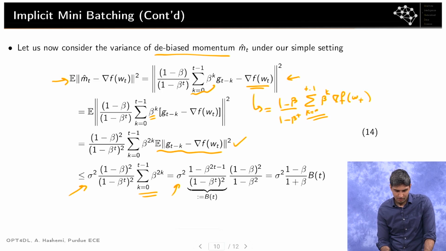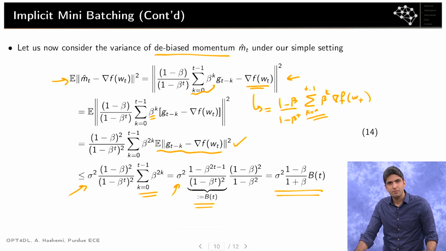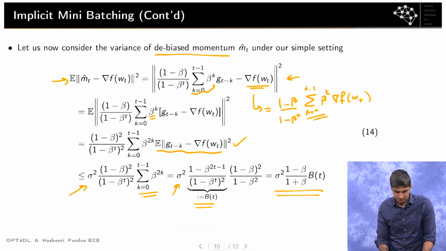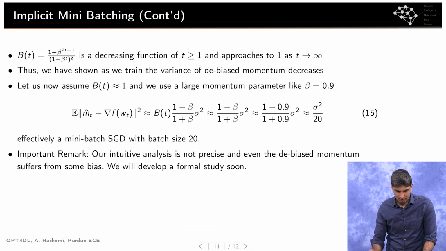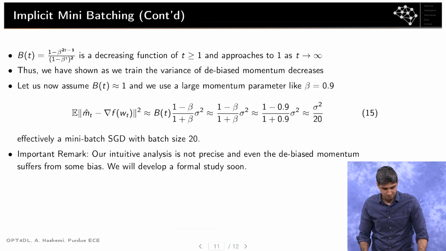Now let's call this constant b sub t. It's not very important what this constant is, and I'm going to talk about its properties in the next slide. So long story short, under these simplifying assumptions, we show that the variance of our momentum is sigma squared times (1 minus beta) divided by (1 plus beta) times the constant b of t, which depends on time. Let's see what the nice properties of b of t are.